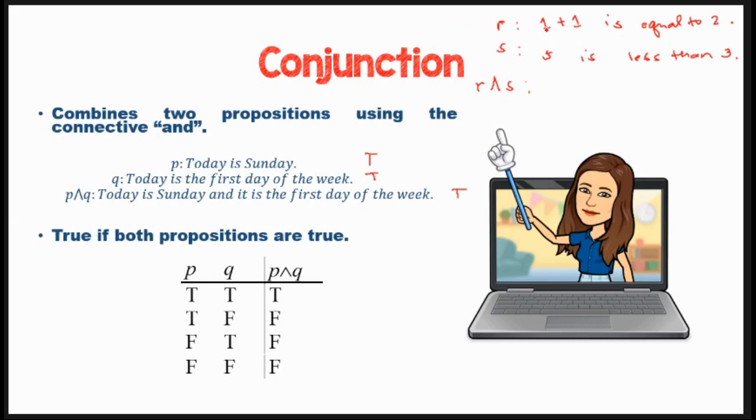So, the truth value of proposition R is true. 1 plus 1 is equal to 2. Pero dito sa S, 5 is less than 3. This is false. So, tingnan natin yung truth table. Nandito siya sa pangalawa. If you have a true proposition connected with and with a false proposition, true, false, ang truth value niya, false. So, this is false. Okay?